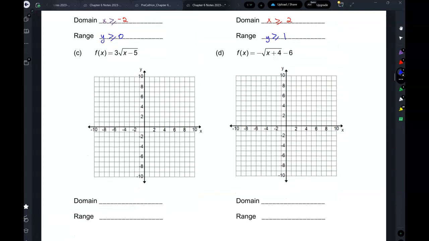Okay, now I have a 3 out front, which is a vertical stretch, but I have x minus 5. So where is the graph moving? To the right 5. So my endpoint is 5 comma 0 here. Okay, so x, y. Let's pick 6. You can usually pick the next one, right? So if I pick 6, I get 3 times the root of 6 minus 5. 3 times 1, this is 3.